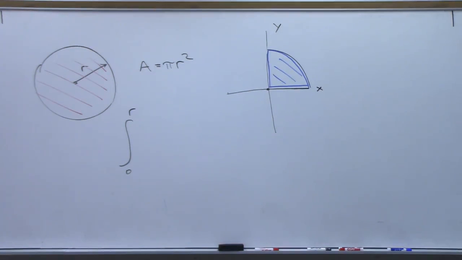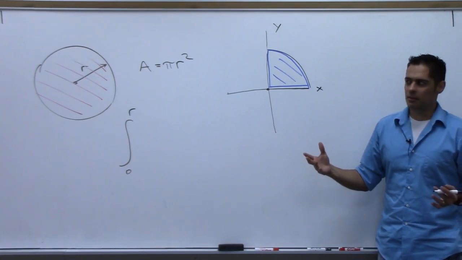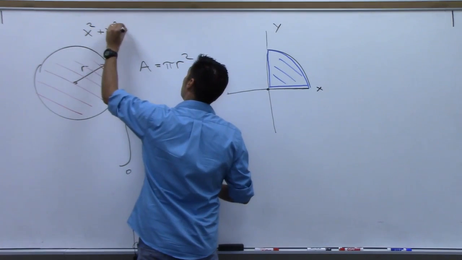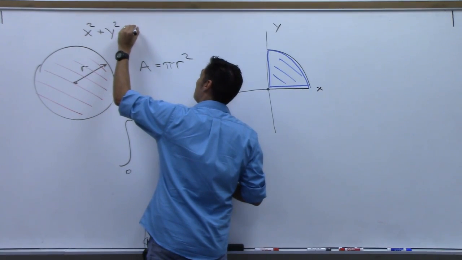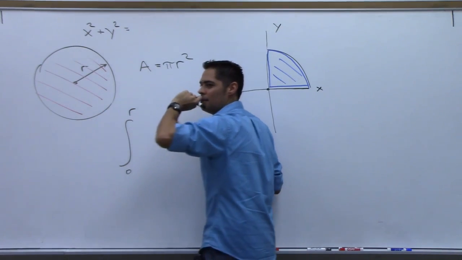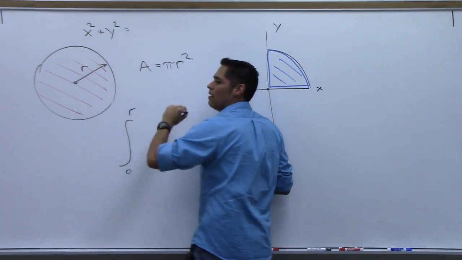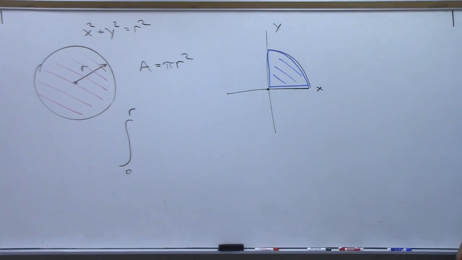We need a function. Do you know the function that draws the circle? Do you know any equation that gives you a circle? Is it x squared, keep going, plus y squared, that's the unit circle. No, you're so close. Is it a letter? r squared. X squared plus y squared equals r squared.